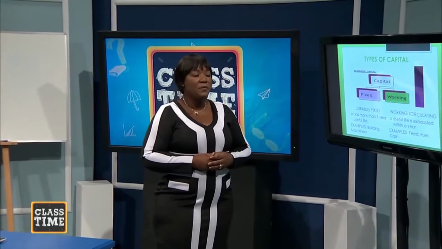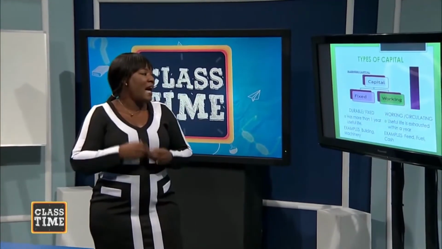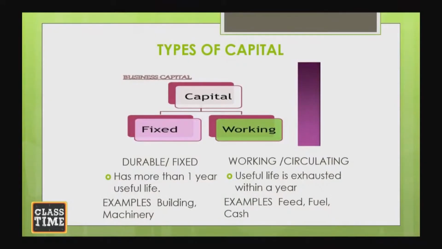Now fixed capital, we look at items that have a useful life of more than a year. So after a year's time, you can't exhaust these items. For example, buildings and machinery are being used for a long period of time, more than one year, right?